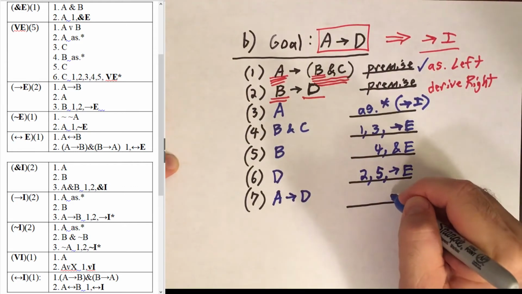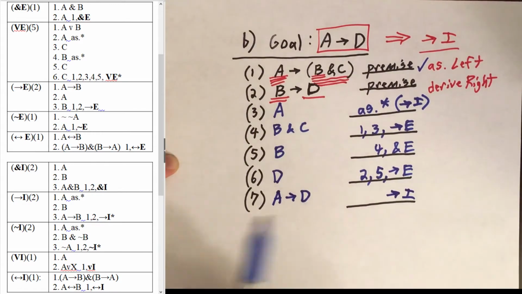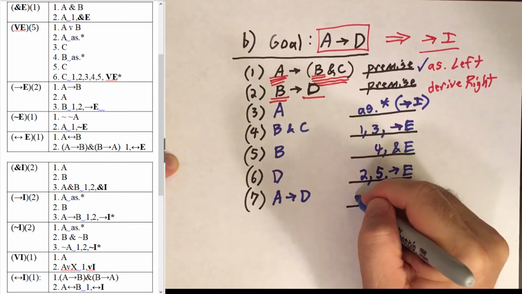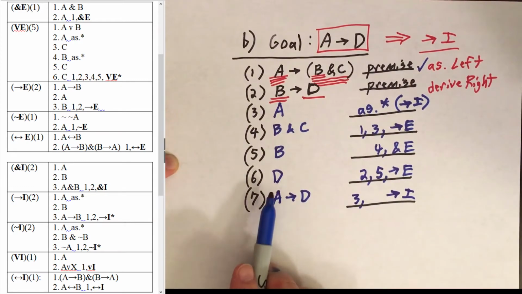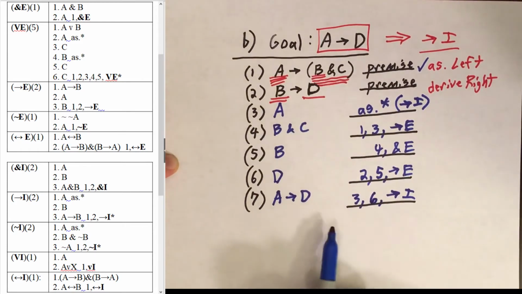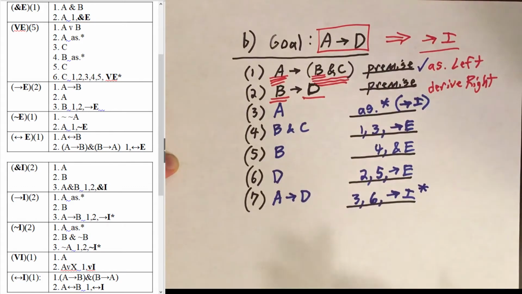So this is now our conditional introduction rule. It is based on where we assume the left side, A, in line 3, and we were able to derive the right side, D, in line 6. Based on those lines, this is now valid, and I have now, yay, discharged my assumption, and my proof is now valid and true.